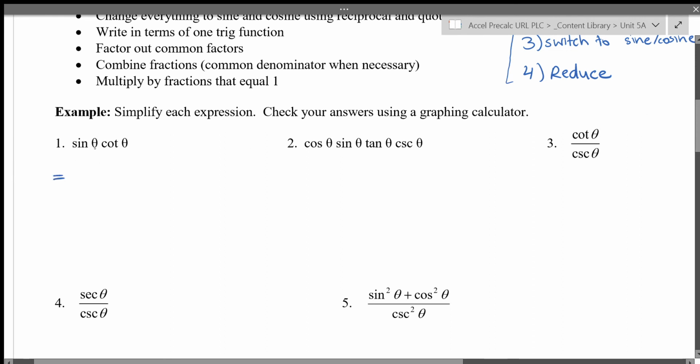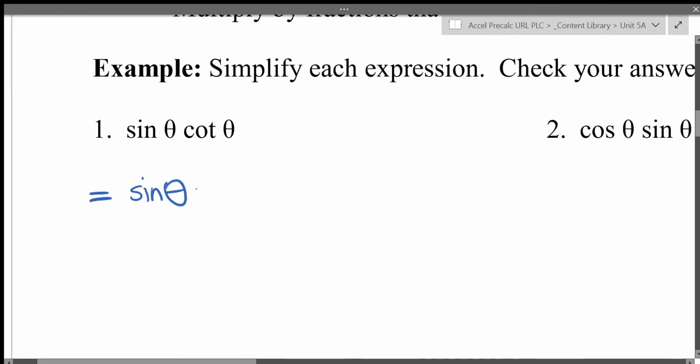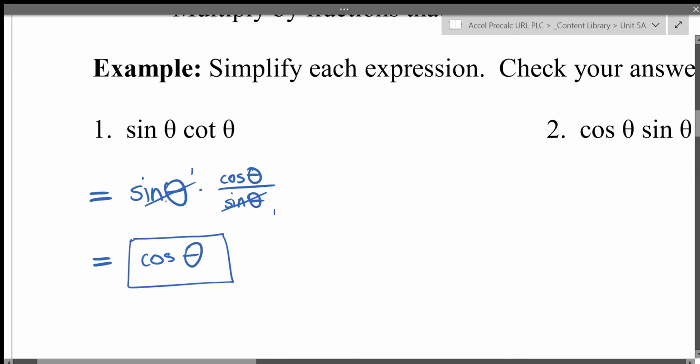there's no squares in here, can't really factor anything, but what I can do is rewrite cotangent theta in terms of sine and cosine. So I have sine theta times, well, cotan is cosine theta over sine theta, right? We used a quotient identity here. And then this should be sine theta times 1 over sine theta. These sine thetas cancel out, and what we're left with is cosine theta. And that's our final answer. So we use the quotient identity to simplify this.